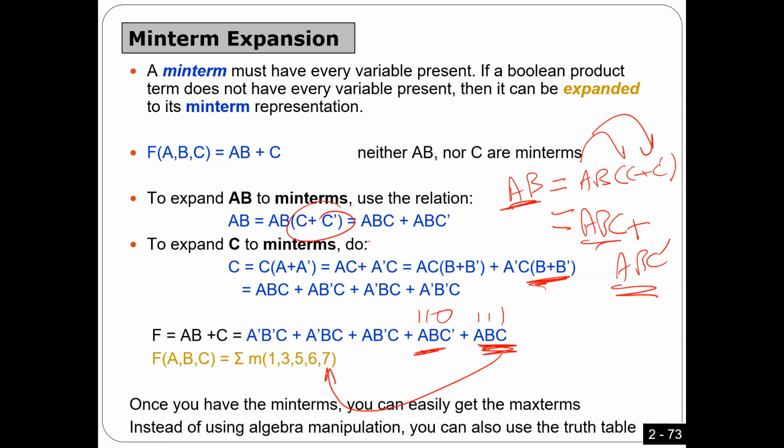Now I want to do the opposite, right? What I did is, given 1, 1, 0, I created ABC prime. Now I'm going to do the opposite. So here, if it is actually ABC prime, this is 1, 1, 0. 1, 1, 0 is number 6. For this one, it is actually 1, 0, 1, which is number 5, and so on. Any questions?